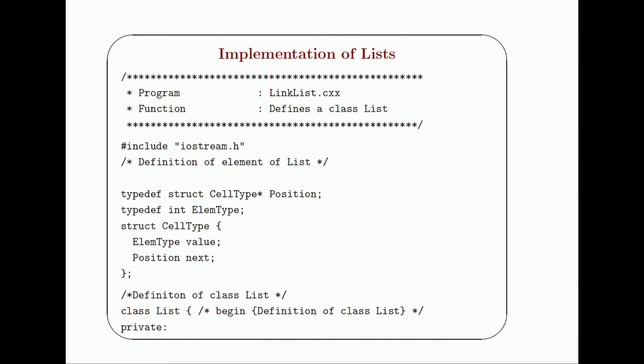I have used a linked list representation in this particular representation of the list ADT here. So, what am I doing here? I am saying cell pointers, cell type is defined here, which has an element type which is of type value, and what is element type? I am using integer elements for the time being, and then we have a typedef over here which says pointer to the cell type is of type position, that is all.